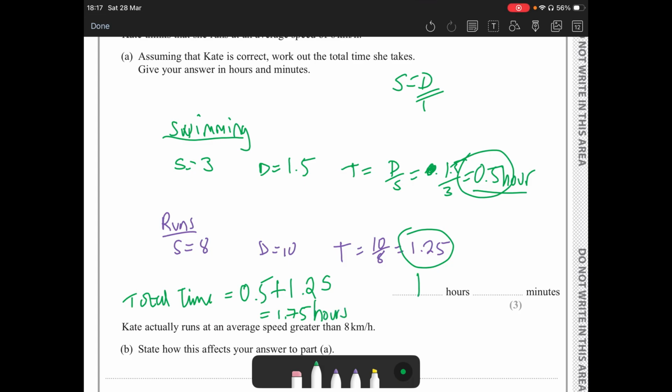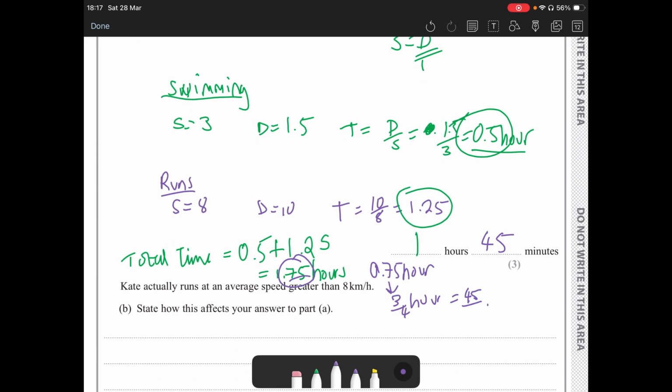So it'll be 1 whole hour plus this 0.75 of an hour. 0.75 being 3/4, meaning it's 45 minutes, isn't it? Because 0.75 of an hour, 75% or 3/4 of an hour, you should already know is 45 minutes. And if you didn't know that, you could have multiplied it by 60. All good. So it should be 1 hour, 45 minutes. VAR check on the mark scheme agrees.